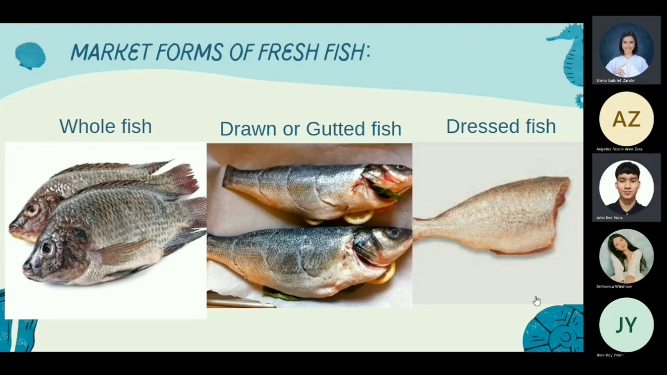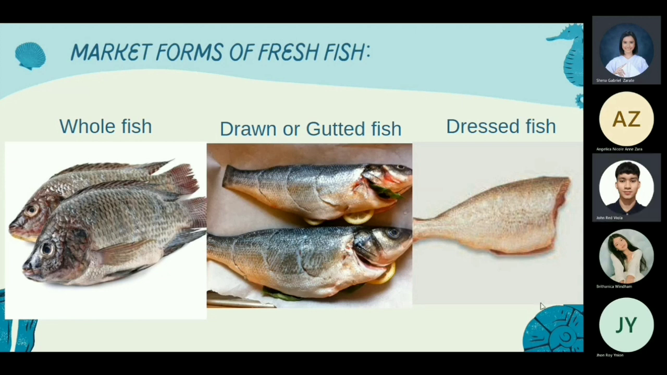Whole or round fish are sold just as they come from the water. They must be scaled and eviscerated, or sa madaling salita, tanggalin na yung mga dapat tanggalin bago ito lutuin. Kasi hindi masarap kainin ng isda kapag mayroon pang kaliskis, bituka at hasang na nagsasanhi ng malansang amoy. Second one is drawn or gutted fish, which has its entrails removed, pero kinakailangan pa ding linisin at mas matagal ang storage life nito kumpara sa whole fish.